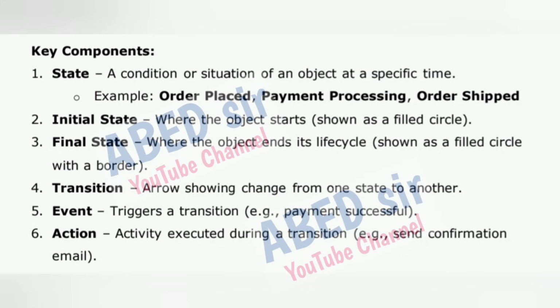Key components. 1. State: a condition or situation of an object at a specific time. Example: order placed, payment processing, order shipped. 2. Initial state: where the object starts, shown as a filled circle. 3. Final state: where the object ends its life cycle, shown as a filled circle with a border. 4. Transition: arrow showing change from one state to another. 5. Event: triggers a transition, for example, payment successful. 6. Action: activity executed during a transition, for example, send confirmation email.